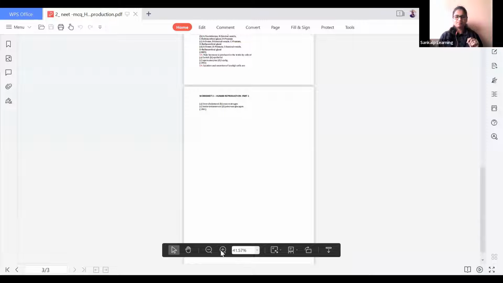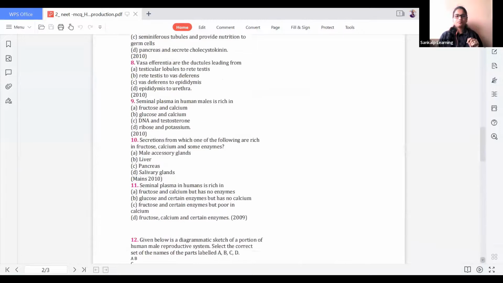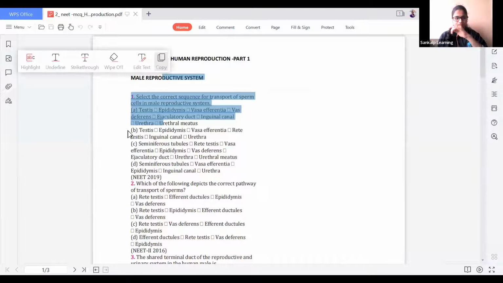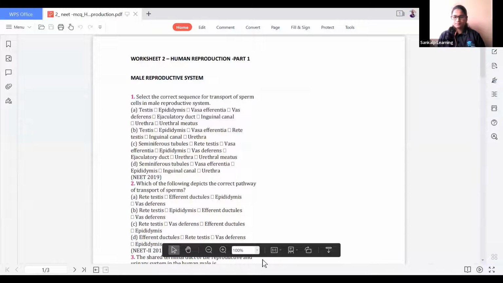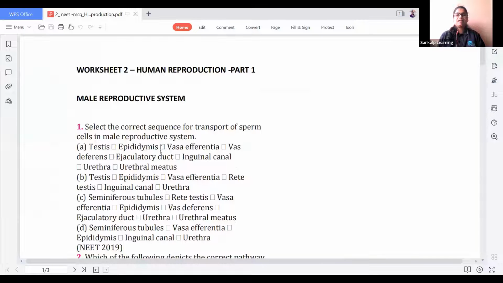Now let us proceed with the questions. Be ready with your chat box, all of you. Okay, so see here, the first question goes like this. Select the correct sequence for transport of sperm cells in the male reproductive system.